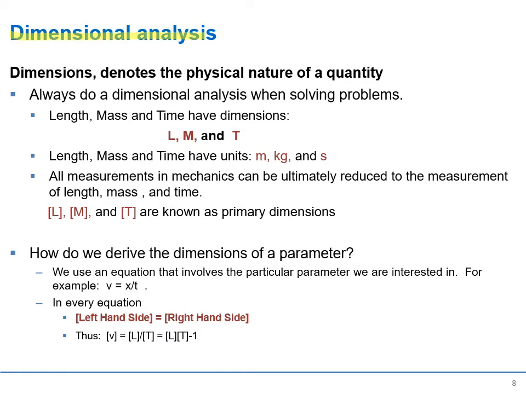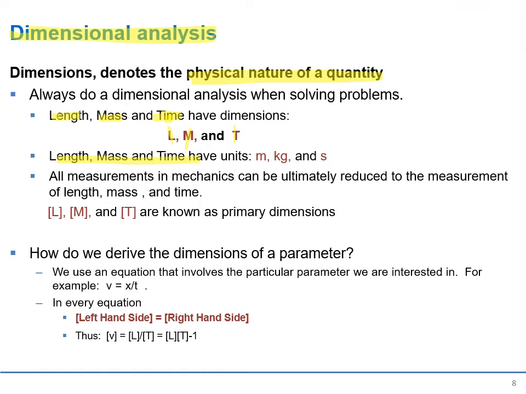Now we have dimensional analysis. Dimensions basically denote the physical nature of a quantity. Always do a dimensional analysis whenever you are solving any problem in physics. We have these base quantities: length, mass, and time. And as I told you, the dimension for these quantities is L for length, M for mass, and T for time.